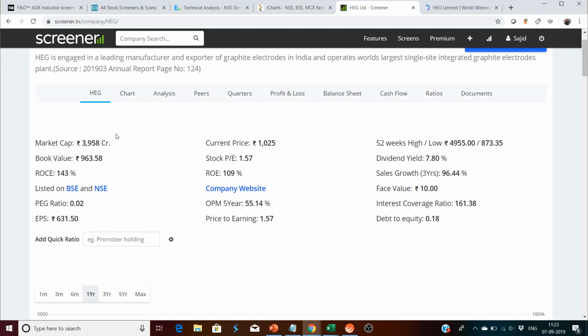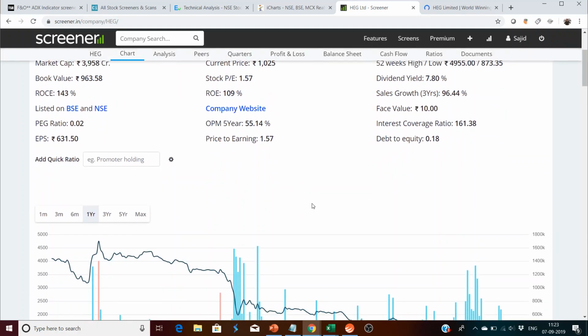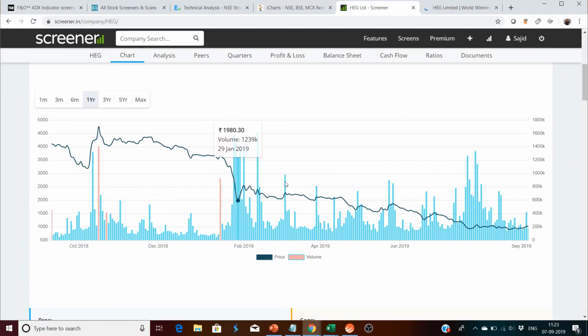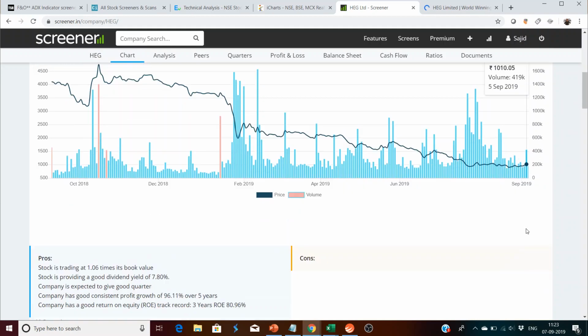and you get all this market cap information, current price, 52 weeks high low, book value, stock P/E, dividend, ROC, return on equity 109%, EPS is 631, price to earning is 1.5, debt to equity, interest coverage ratio 161. So you can also see the chart for the company. It has gone down from a price of 4,000 rupees in the last 1 year, which is not good.